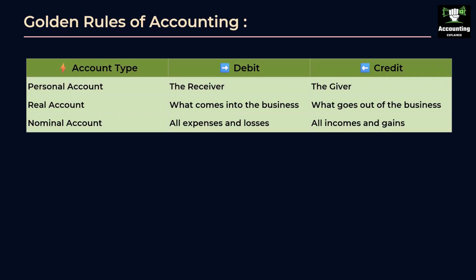Here are the golden rules of accounting. If it is a personal account, debit the receiver and credit the giver. If it is a real account, debit what comes into the business, credit what goes out of the business. Nominal account, debit all expenses and losses, credit all incomes and gains. Along with the previous table, you have to learn by heart this table too, because these two tables are the strongest foundation for financial accounts or the double entry system of accounting.